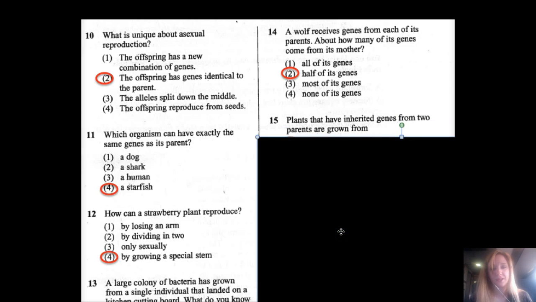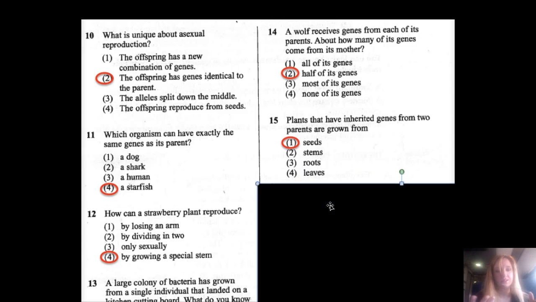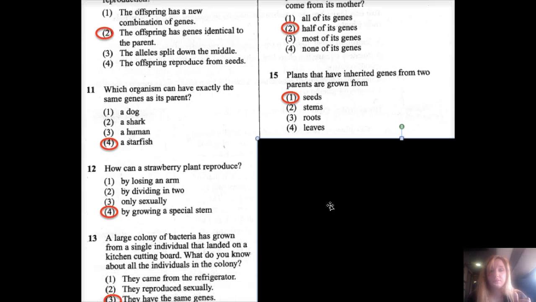Alright, 15. Plants have inherited genes from two parents when they are grown from what? Plants have inherited genes from two parents when they are grown from seeds. Alright, so seeds are like the little embryo of a plant.